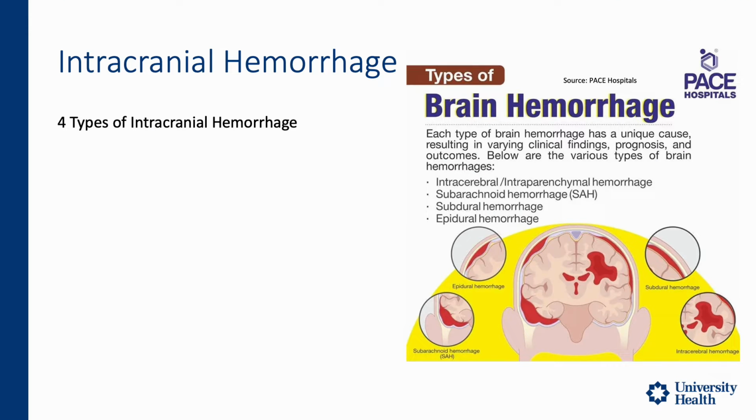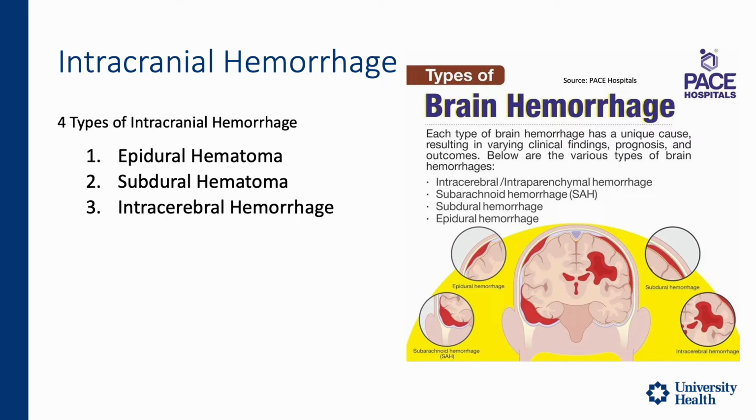So intracranial hemorrhages, let's talk about the 4 different types. Each type of brain hemorrhage has a unique cause, different clinical findings, different findings on a CT head, and different prognosis and outcomes. As you can see on the picture on the right, each is located differently in the brain, and that's how you can tell where and what each intracranial hemorrhage is. So let's talk about each one. We have our epidural hematoma, our subdural hematoma, our intracerebral hemorrhage, and our subarachnoid hemorrhage. Let's start with epidural hematoma.